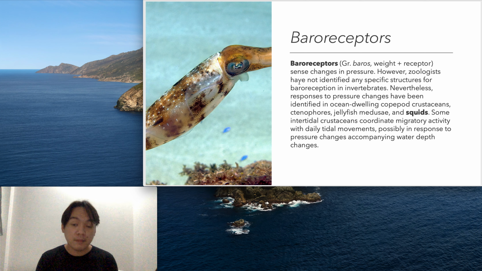So first, for invertebrates that sense changes in pressure, we call them baroreceptors. Examples are the ocean-dwelling animals: the copepod crustaceans, ctenophores, jellyfish, and squids. So they respond to water depth changes using their baroreceptors, or pressure receptors.